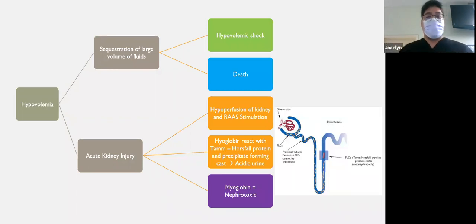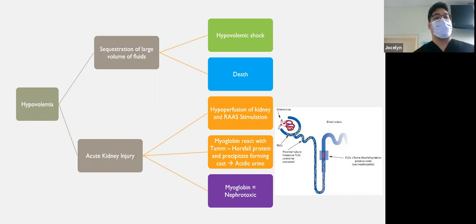All right. Next one. Too much myoglobin, like I mentioned before, will react with Tamm-Horsfall protein. Tamm-Horsfall protein we can see in the ascending loop of Henle in the kidney. When it reacts with Tamm-Horsfall protein, it will precipitate and form casts. This will cause acidic urine. The third one is myoglobin itself, which is already nephrotoxic. So that's how it can cause AKI.